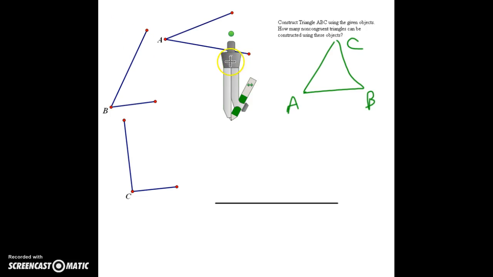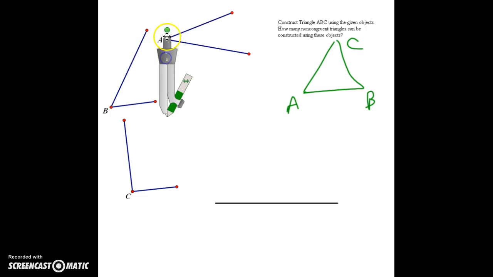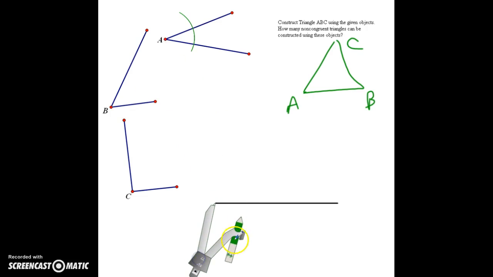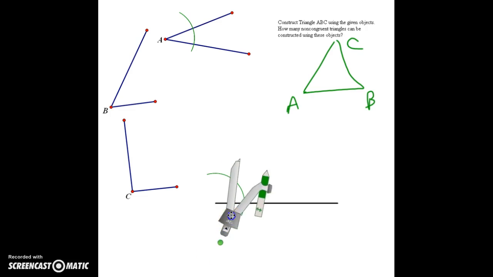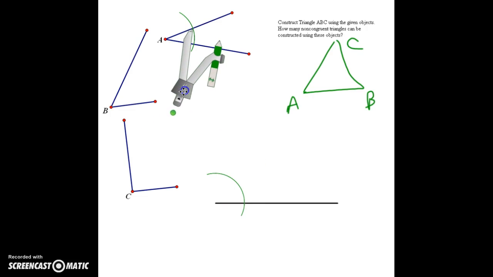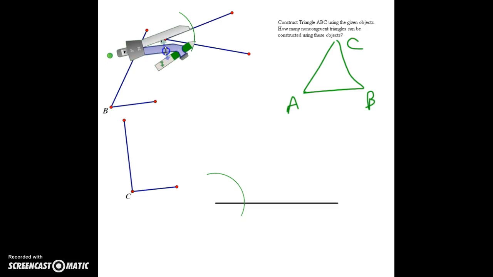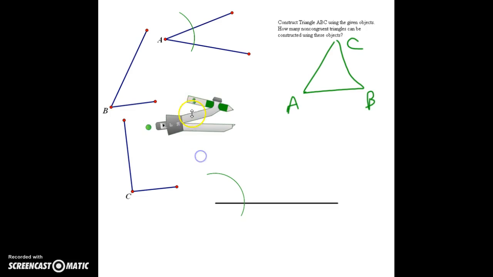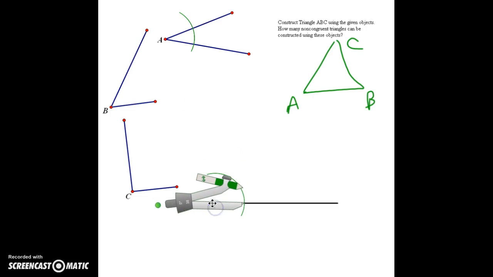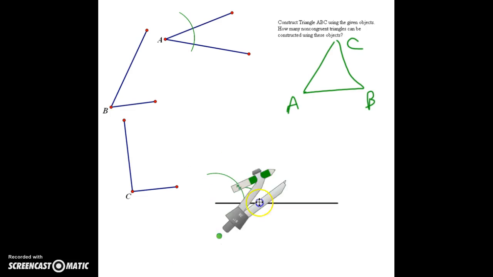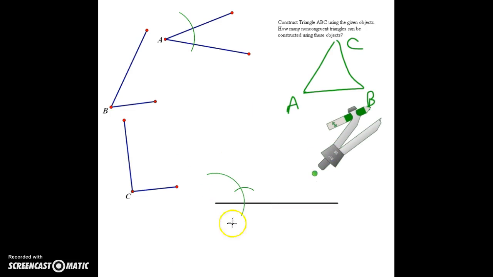I grab my compass, and I think I will start with angle A. So place it in the corner, make an arc that goes through A, make that same arc through my segment. I'm going to measure the width of A, and then I will place that same width over here, and I will draw in another side for my angle.